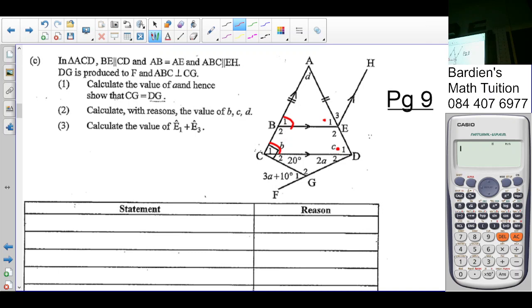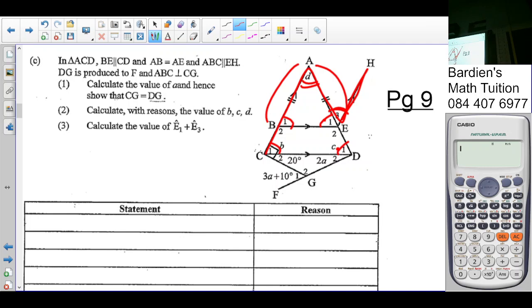Okay. Then we are told that AB is equal to AE. Which now means to say that B1 is equal to E1. Okay, why? Angles opposite equal sides. So all those angles are the same. Then we are told that ABC is parallel to HE. So the lines are parallel, alternate angles are equal. So there's your alternate angles there.